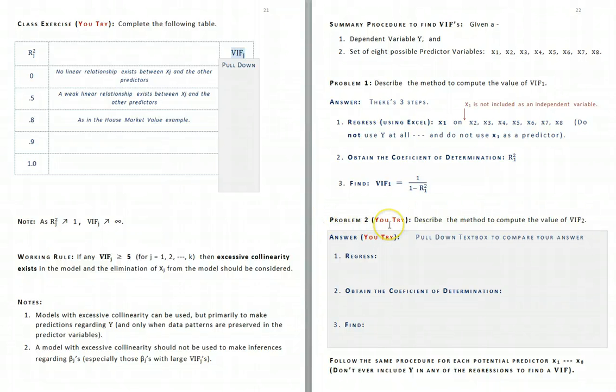In problem 2, a U-try, you are asked to describe the method to compute the value of the variance inflation factor associated with the second independent variable in the original multiple linear regression model. This completes this screencast on collinearity.